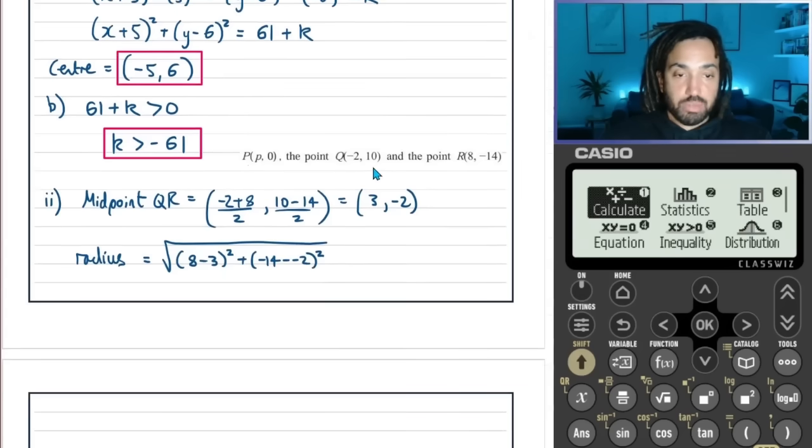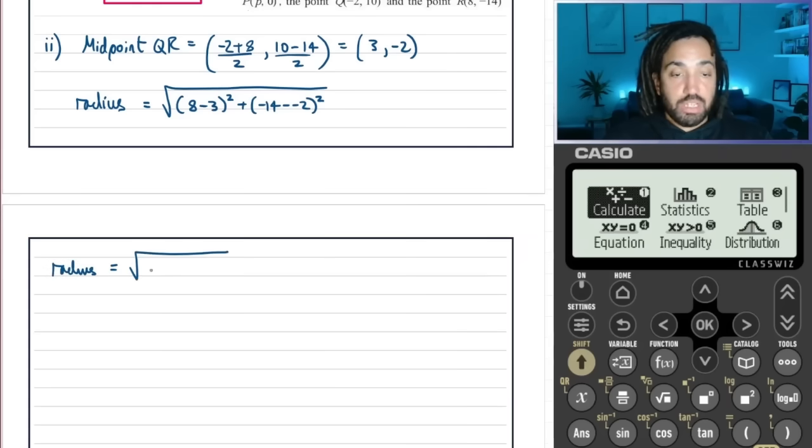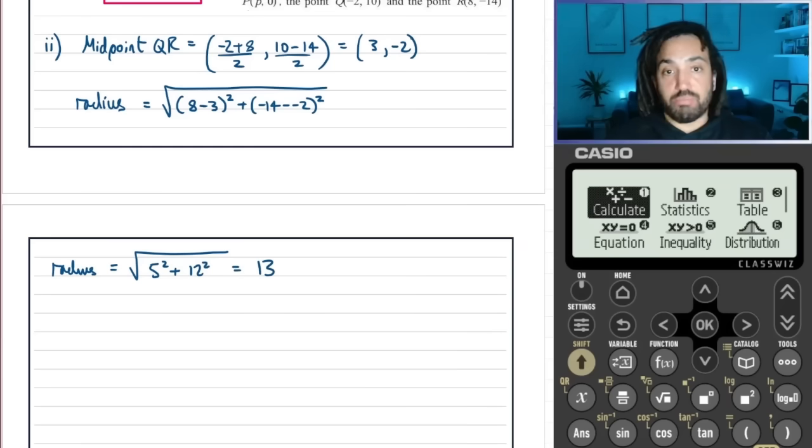Perfect. So we can calculate that. Just scroll down a bit. We can say that the radius is therefore equal to the square root of 5 squared plus minus 12 squared, which is just the same as 12 squared, and that's just going to give us 13 because that's a Pythagorean triple. How nice.